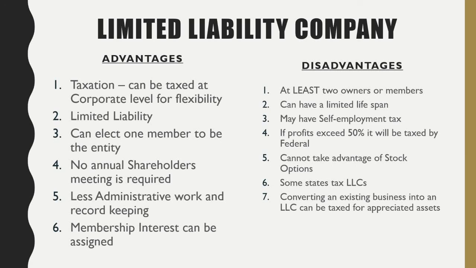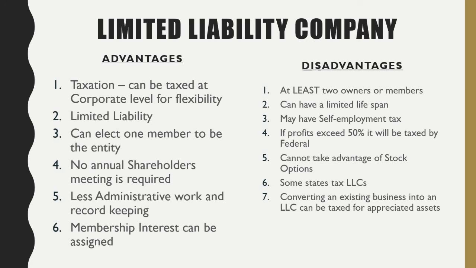Disadvantages is at least 2 owners or members. So you need to have at least 2 people to run a limited liability company. If you have 1, I'm sorry, you can't do it. You need to have at least 2, right?